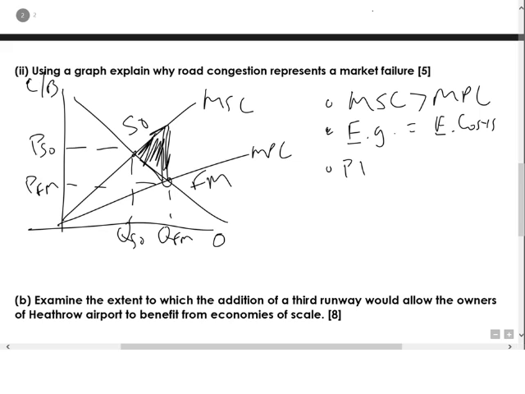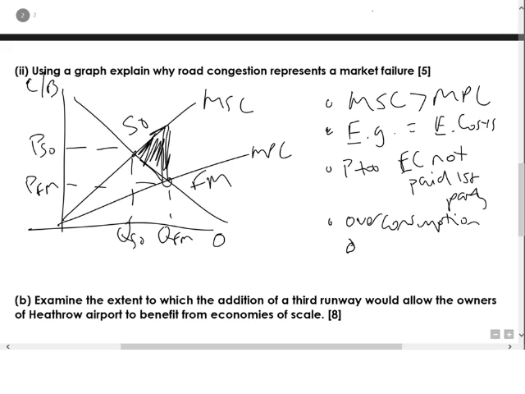that the price is too low because the external costs are not paid by the first party, that this leads to overconsumption at P free market and Q free market, so it's not at the socio-optimum, or another way of saying that is a loss of allocative efficiency.